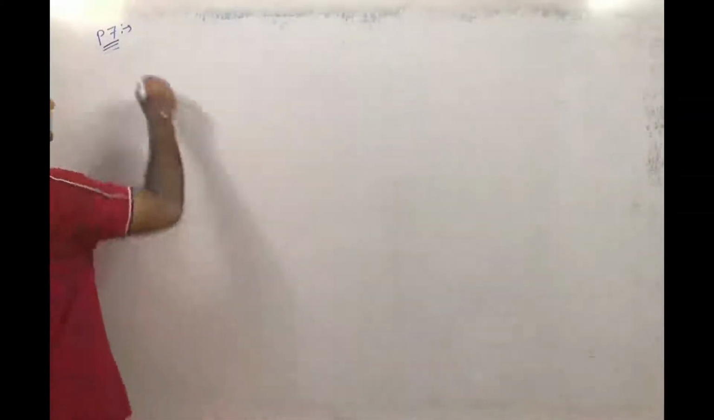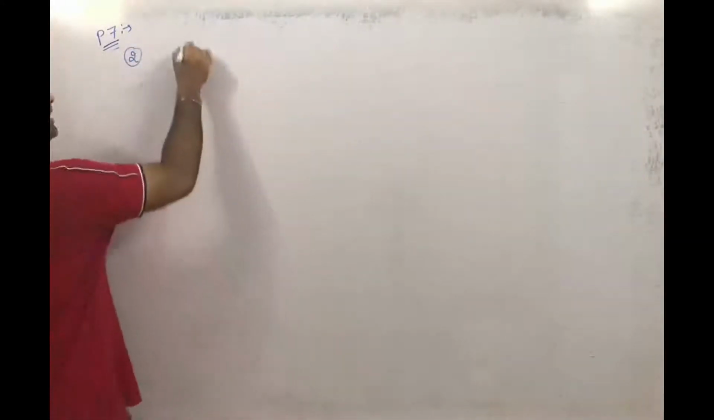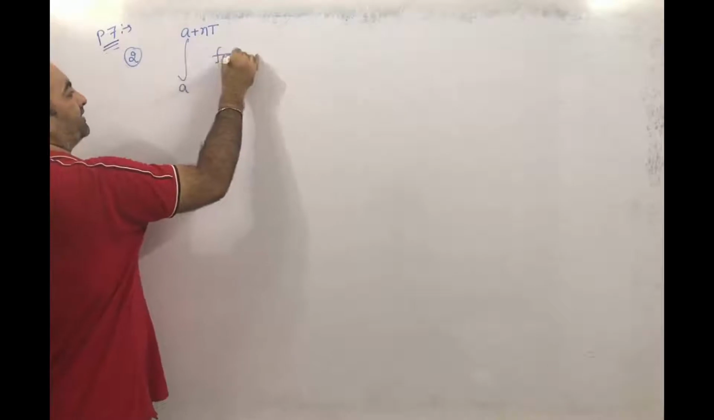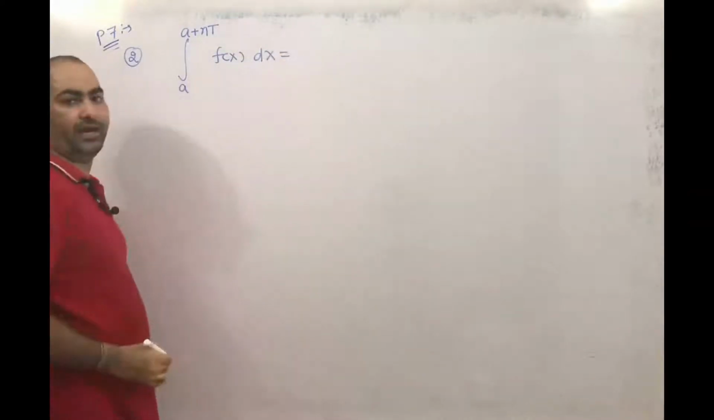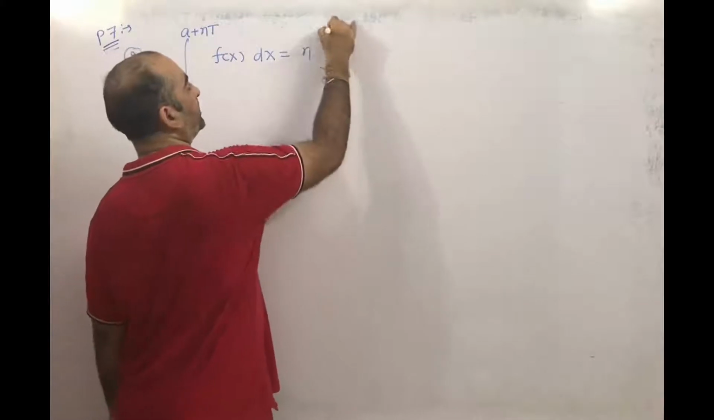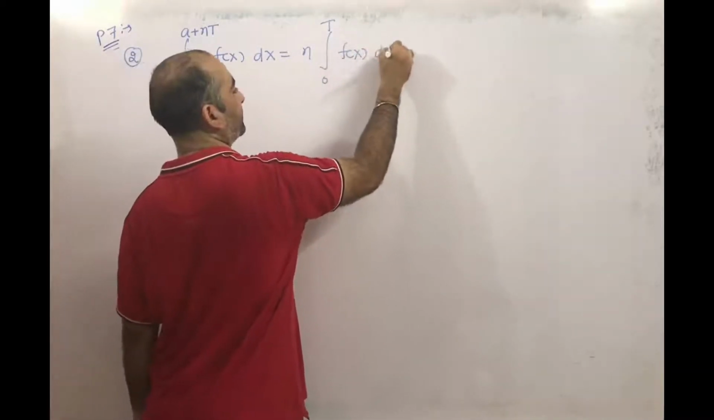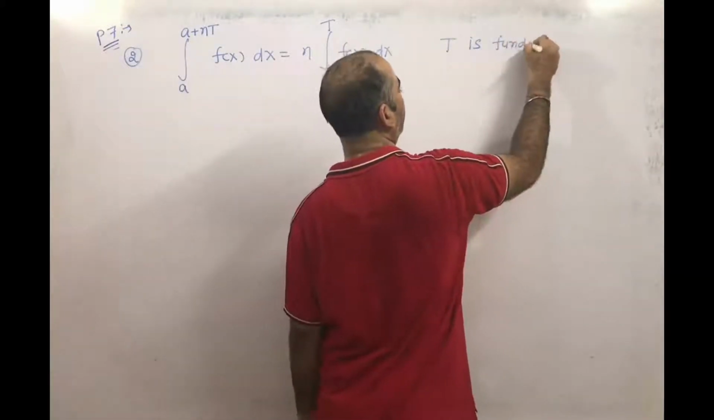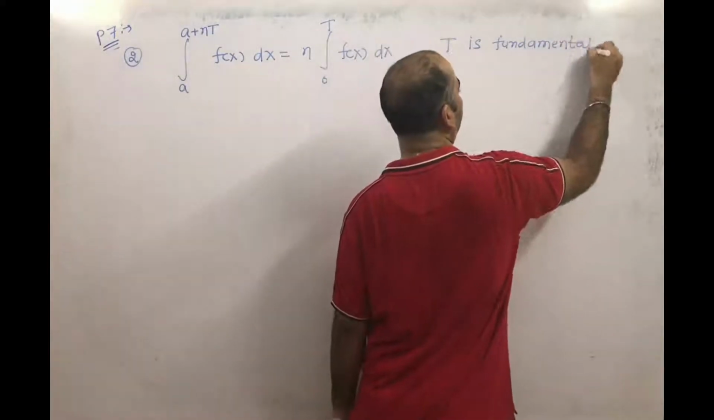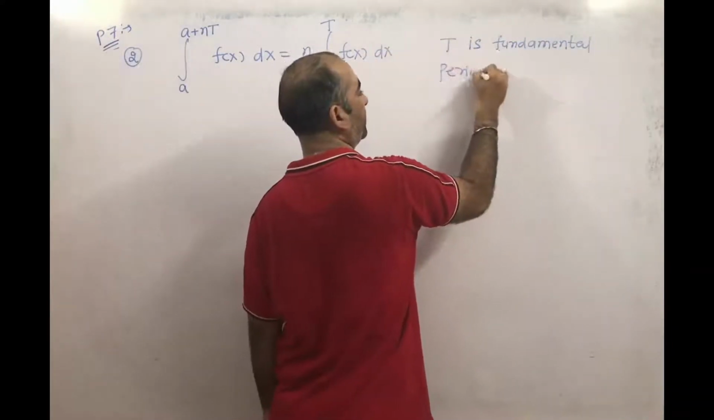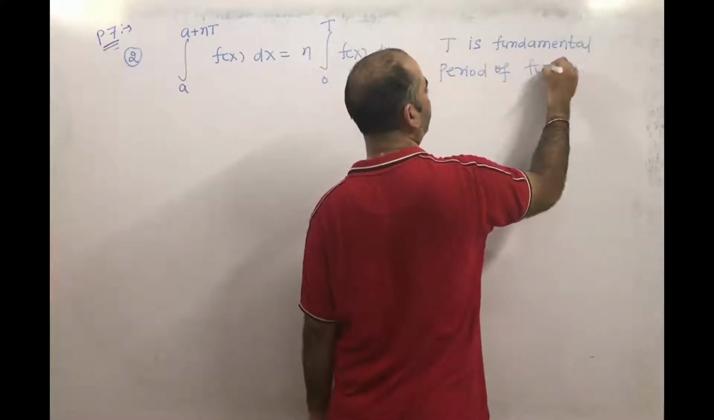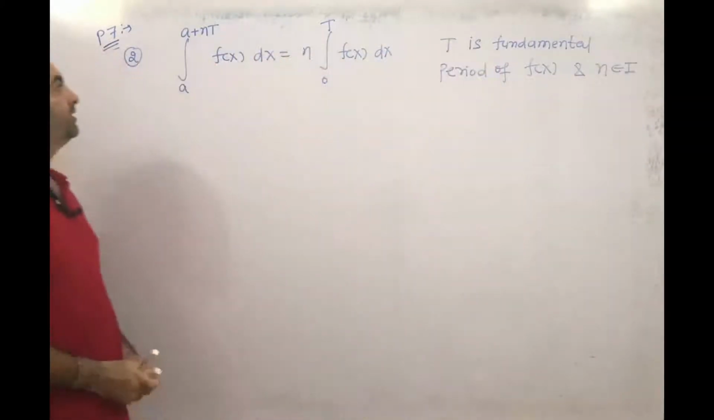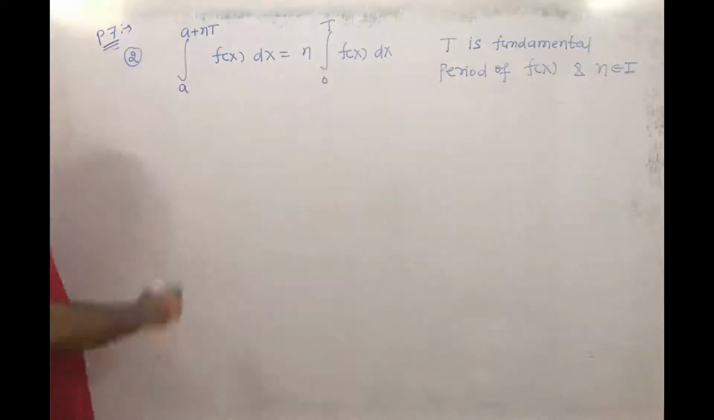We are discussing the second point in property number 7. What is the second point? Integration from a to a plus nT of f(x) dx we can write as n times integration from 0 to T of f(x) dx, where T is the fundamental period of f(x) and n belongs to integers. So this is the second point. Now we will discuss the proof.